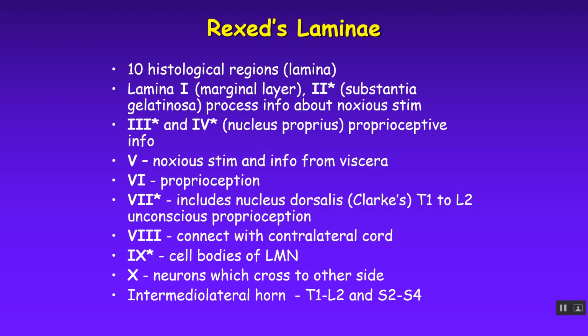Lamina 1 does a little bit of that, but lamina 2 does the majority of that. Also lamina 5 does some of that, but that's more from, and also information from the viscera. So lamina 1, 2, and 5 are important for processing initially pain information, but 2 is the most important. That gets the most information initially.